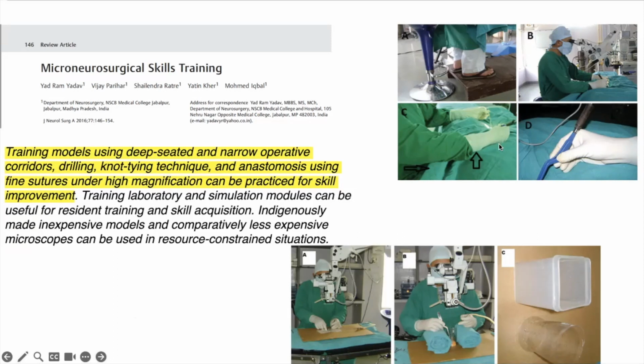Precision dissection and cutting can be learned using deep-seated simulations in which a plastic container can be used and the tissue can be placed at the bottom of this plastic tube. By this method one can learn how to practice microscopic skill in a deep area, and the microscopic practice also can be done in the superficial operating area.